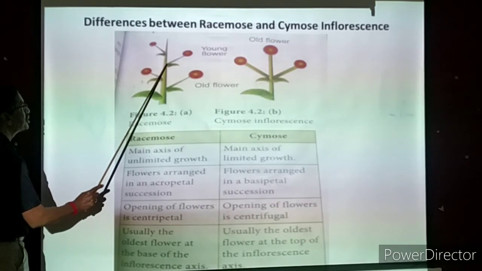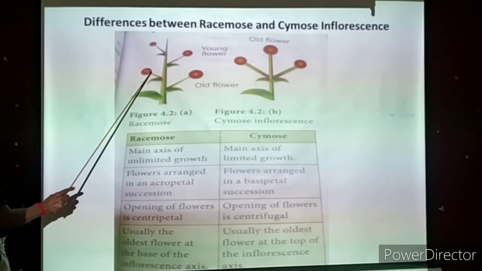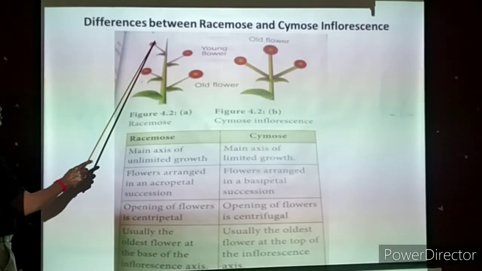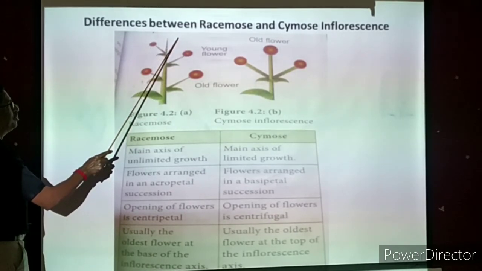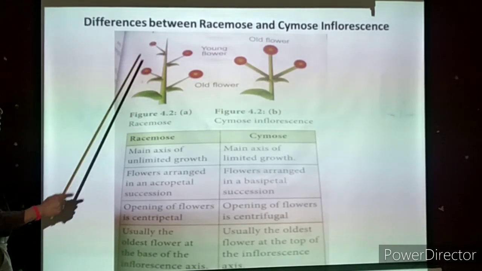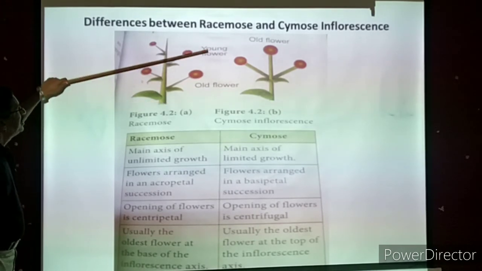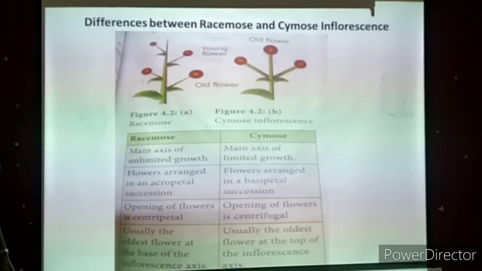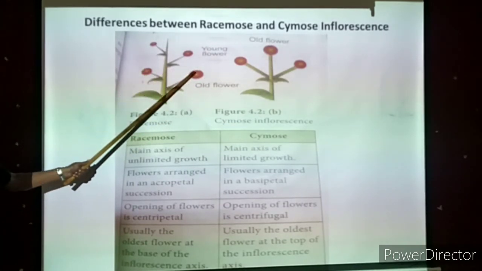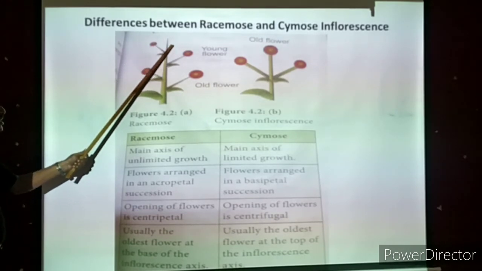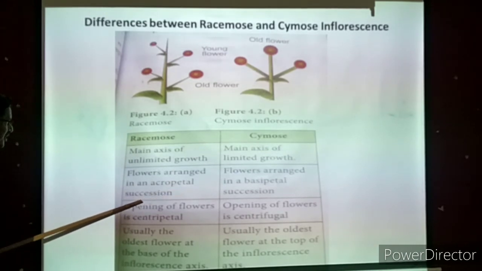Next, after some time when the peduncle is growing, the third flower is growing. This third flower is younger to the second. Then the fourth flower is growing. It is younger to the third. Even one more flower is developing later on. Imagine like that. That will be younger to the fourth. What we are understanding from this, old flowers are seen near the base of the peduncle. Young flowers are seen near the tip of the peduncle. This type of arrangement of older flowers at the base of the peduncle and younger flowers near the tip, not at the tip, near the tip of the peduncle, is called acropetal succession.